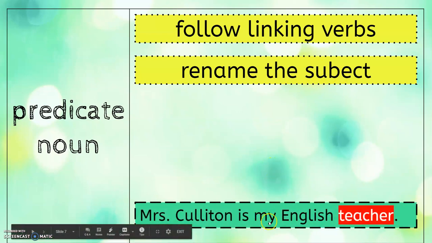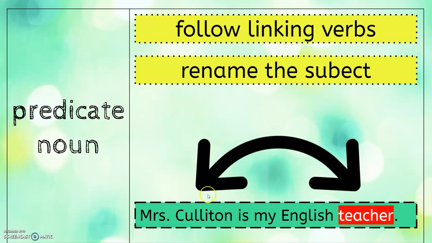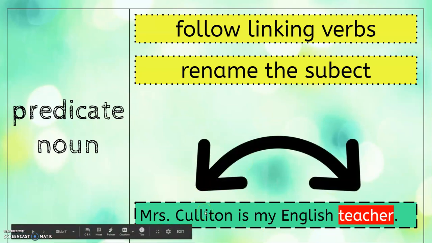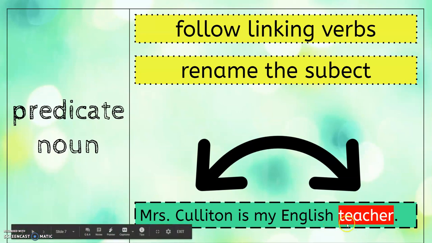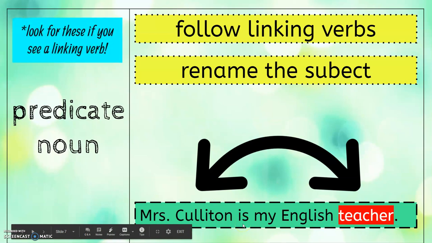Mrs. Culleton is my English teacher. The subject is Mrs. Culleton. I see a linking verb, and I see a noun after that linking verb, teacher. Teacher goes back and renames Mrs. Culleton. I could switch that around and say my English teacher is Mrs. Culleton. Either way, the noun that comes after the linking verb is the predicate noun. So we would look for these if we see a linking verb.